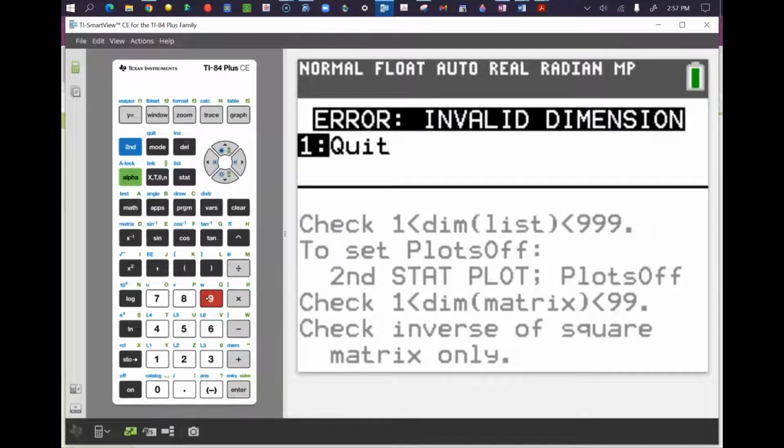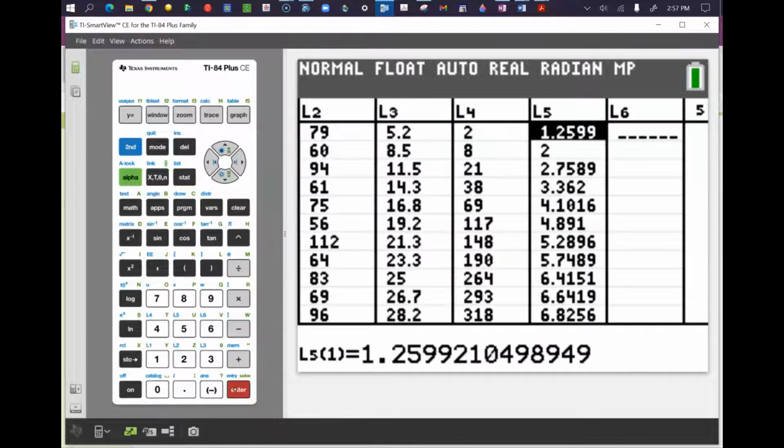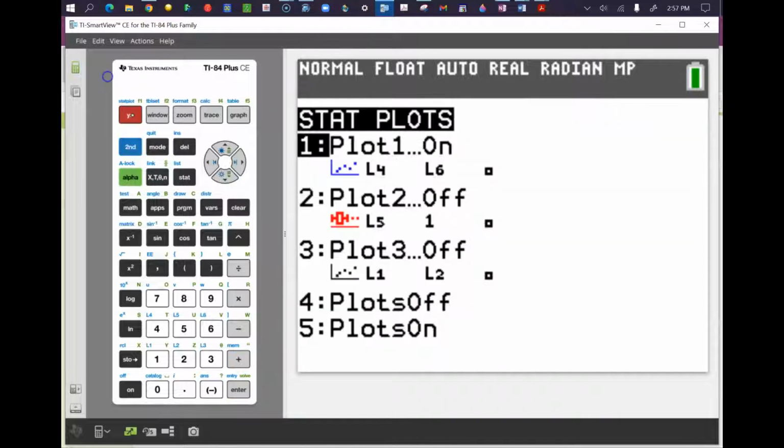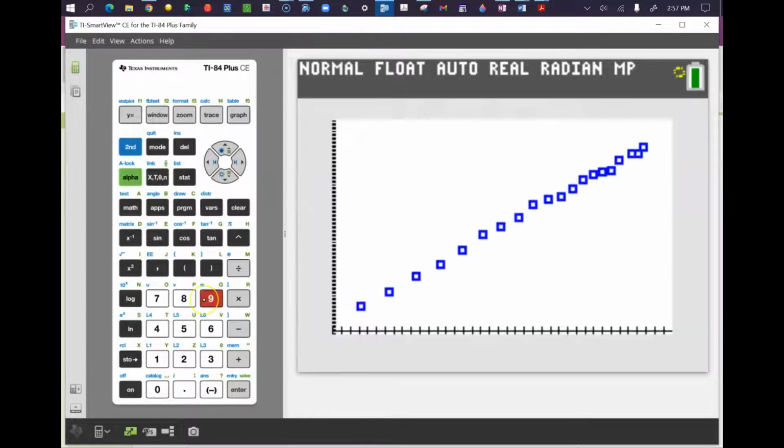some sort of error here. So let me figure out what I have going on here. I'm going to go back to my stat plots and see what I've got going on. List 4, list 6... list 3, list 5 is what I really wanted to do. So list 3, list 5. And we'll try that again, zoom 9.